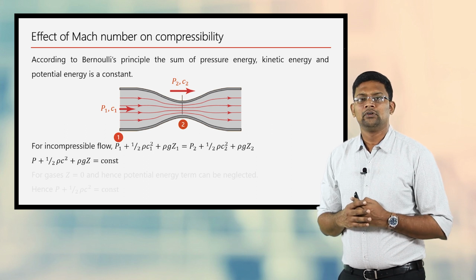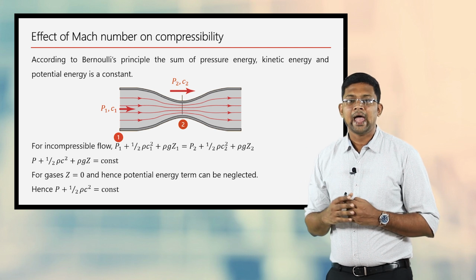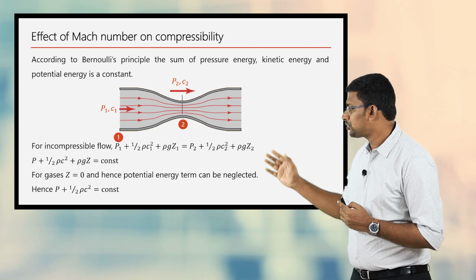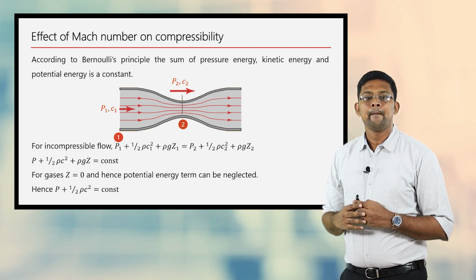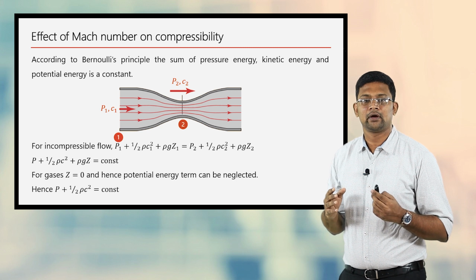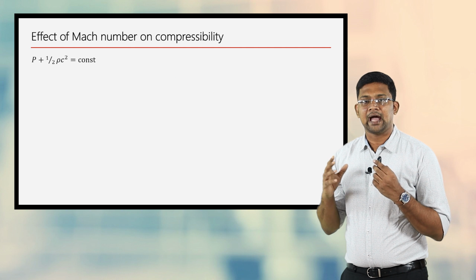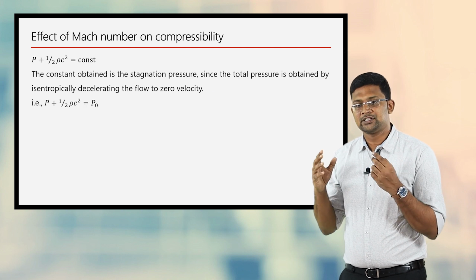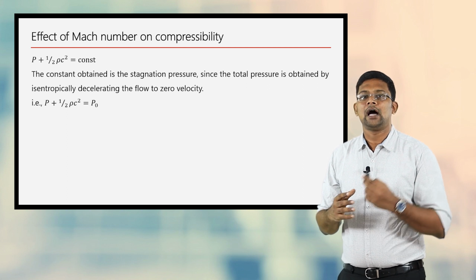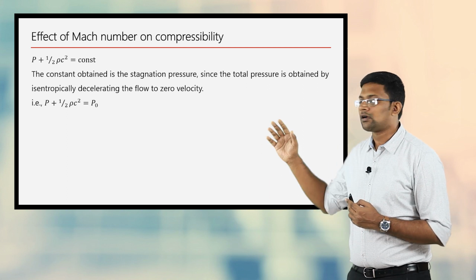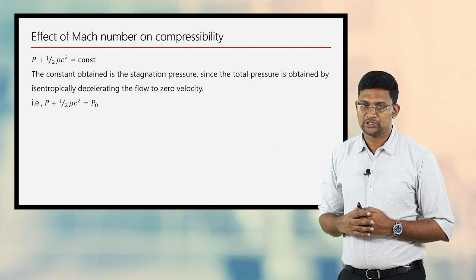For gases, we don't have to consider the altitude, and therefore Z is equal to 0. Hence the third term, the potential energy term, can be easily neglected. Therefore, we obtain P plus half rho C square is a constant. This constant is the stagnation pressure, as the stagnation pressure is obtained by isentropically decelerating the flow to zero velocity at zero altitude. Hence, the constant can be renamed as P0, or the stagnation pressure.